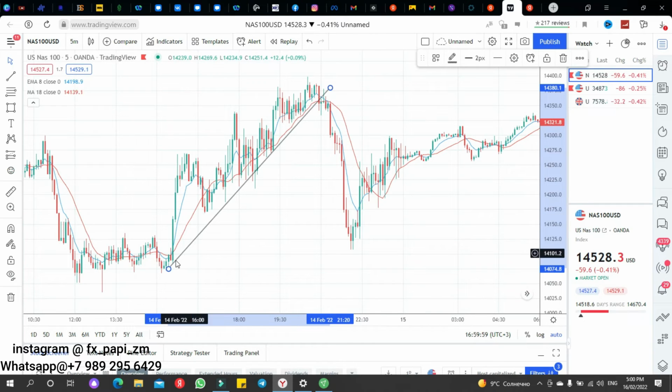As long as the market is respecting the bullish trend or the bullish trend line, it means you only look for buys only. That's all. And your entries are at the trend line area. You understand? At the trend line area. That's where your entries are.